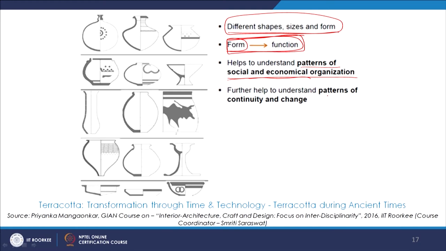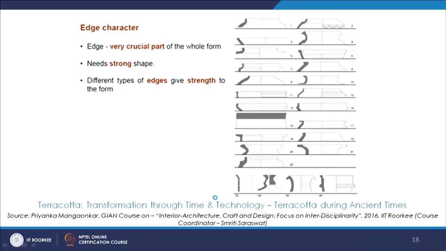Further, it also helps to understand patterns of continuity and change. This is very interesting. Documenting different objects over a large span of time helps us understand the continuity and change: how the needs have changed, how the purposes have been redefined, how the expressions have been reinterpreted, and the way these objects have been collected, documented, curated, exhibited, displayed and studied. It gives a reflection of different ways of utilizing them and learning the methods of making and the purposes they solved. The edge character is also very important when we talk about terracotta and the objects made out of it. It's a very crucial part of the whole form, and it needs a very strong shape.